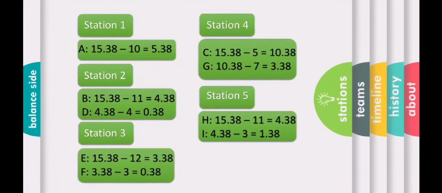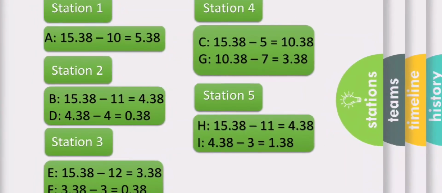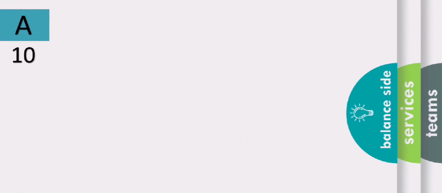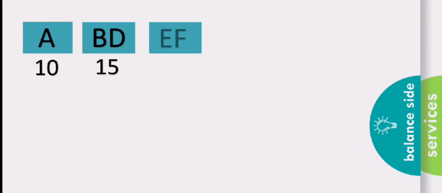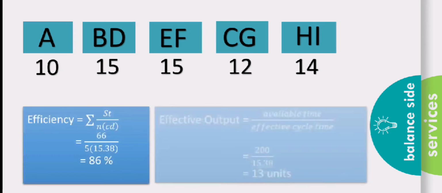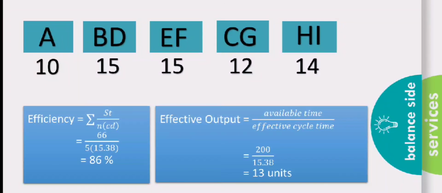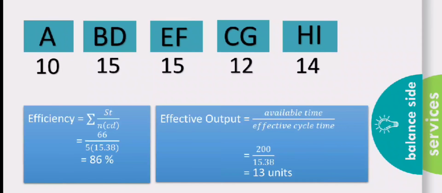Down to our last step is identifying the balance side and the new rate of efficiency and the effective output. Now we have grouped the tasks into their stations. Station 1 has task A, Station 2 has task B and D, Station 3 has task E and F, Station 4 has task C and G, and lastly task H and I in the Station 5. So this is the balance side of our problem. These numbers below the stations is the total durations of the tasks assigned in each stations.